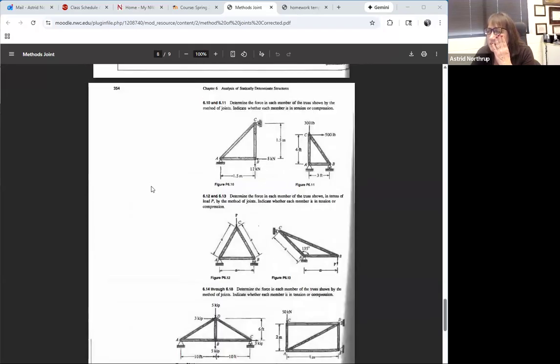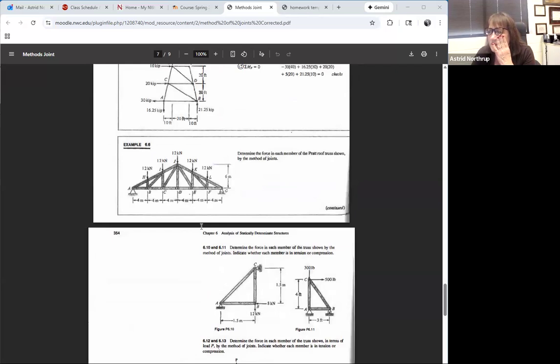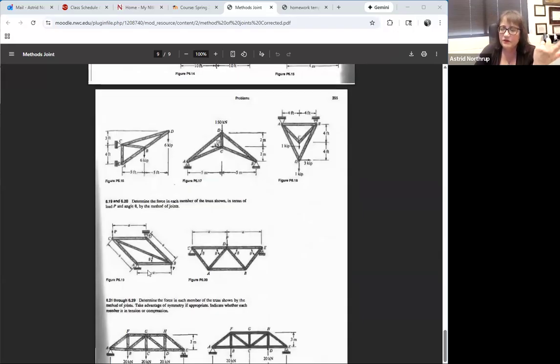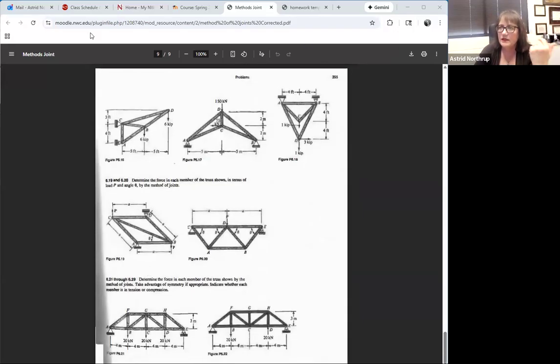And then you come down here and you see that we have problems starting with number 10, 11. So it's 6.10, 6.11. Those chapters are from the statics textbook. Okay. Then you open up the second handout, the second part of the handout, and do the same thing. Okay. That's the material.